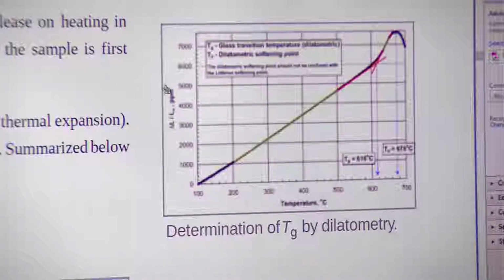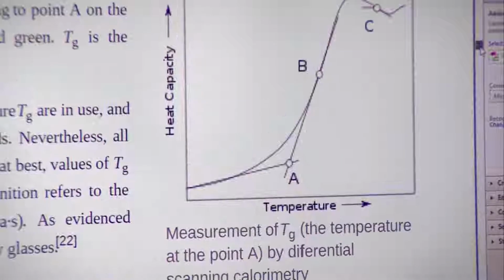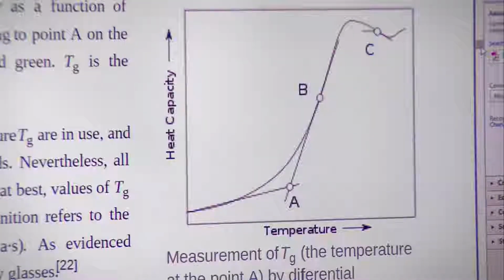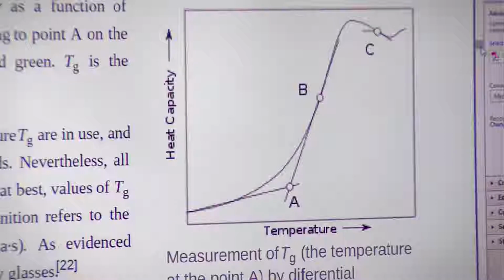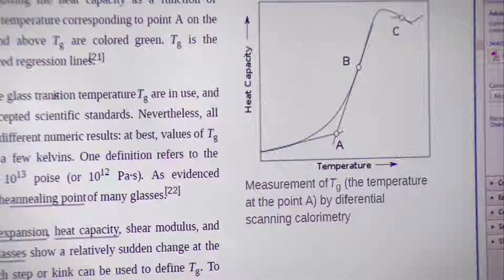And you will see that on the y-axis it is not very clear, it is delta L divided by L. And here is heat capacity as a function of temperature. Heat capacity is what? Cp. So, you are measuring Cp as a function of temperature, and they are determining glass transition temperature. How would that be made possible? Can you discuss with one another? I have the ability to measure Cp.